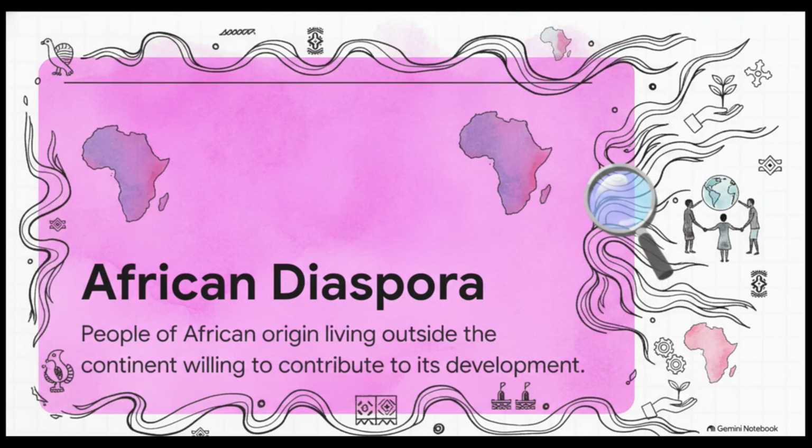Because of this totally unique history, modern institutions have to define this group differently. The African Union officially defines the diaspora as people of African origin living outside the continent, regardless of citizenship, who are willing to contribute to Africa's development. Did you notice how it's not based on holding a specific national passport? It's based entirely on shared ancestry, a consciousness of belonging, and a willingness to contribute.